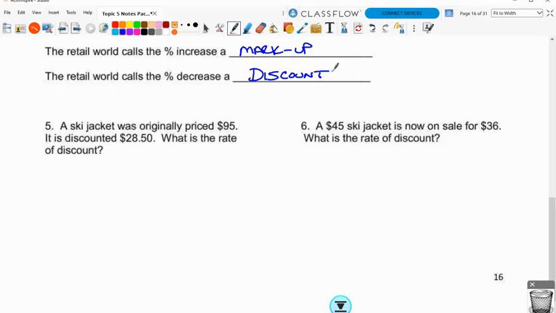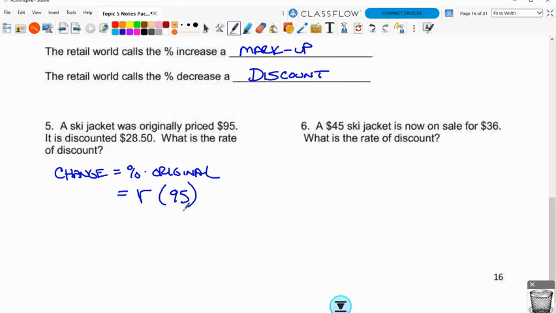In example number 5, it says that a ski jacket was originally priced $95. It is discounted by $28.50. What is the rate of discount? So we'll start by writing the percent change equation, which says that change equals a percent of the original value. Okay, the question says, what is the rate? So we're looking for the percentage. So we'll put R. And we know that the original price was $95.